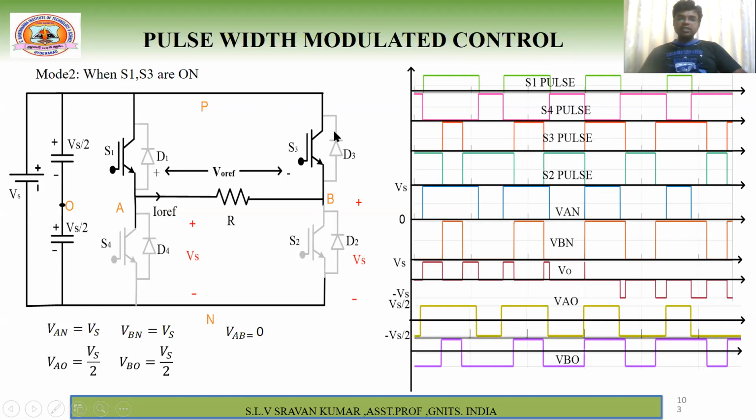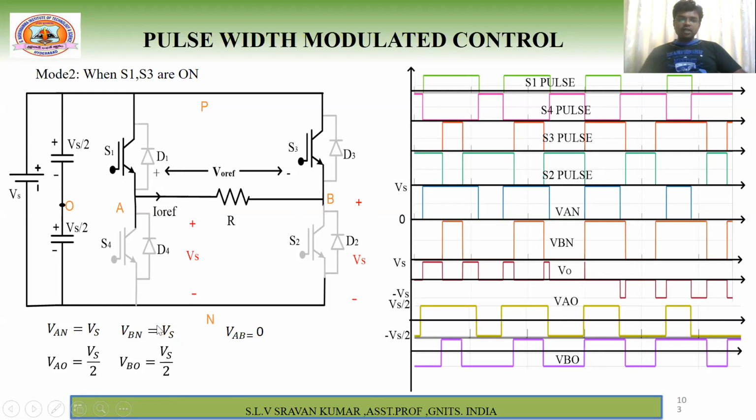So different legs, both are positive related switches. So that's why you are getting magnitude Vs by 2. Next, VAN. See here, these two switches are off state. When it is off state, what happens? I told you that the voltage magnitude is Vs. Here also it is Vs. So what is the voltage between A and N? Vs. Right. Next, what is VBN? Vs. Right. Therefore, what is VAB?